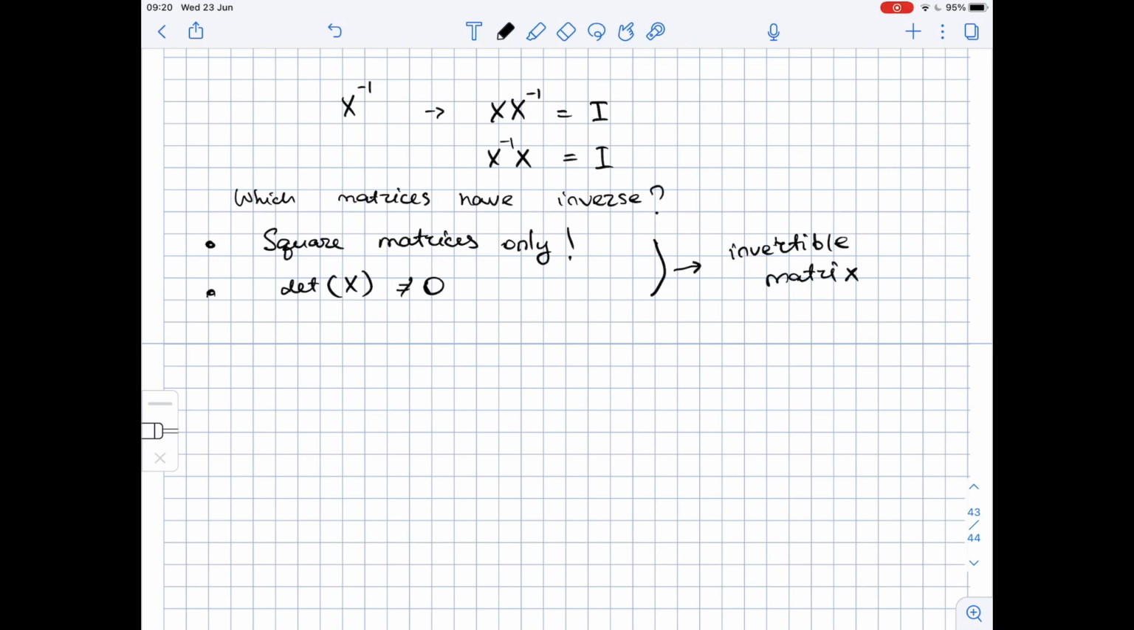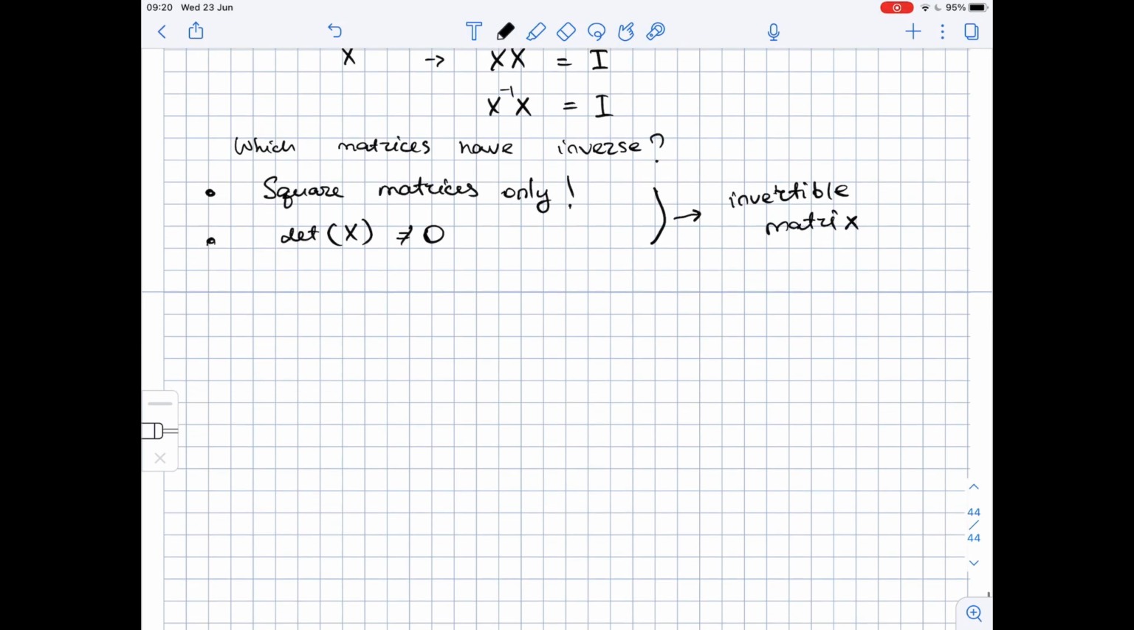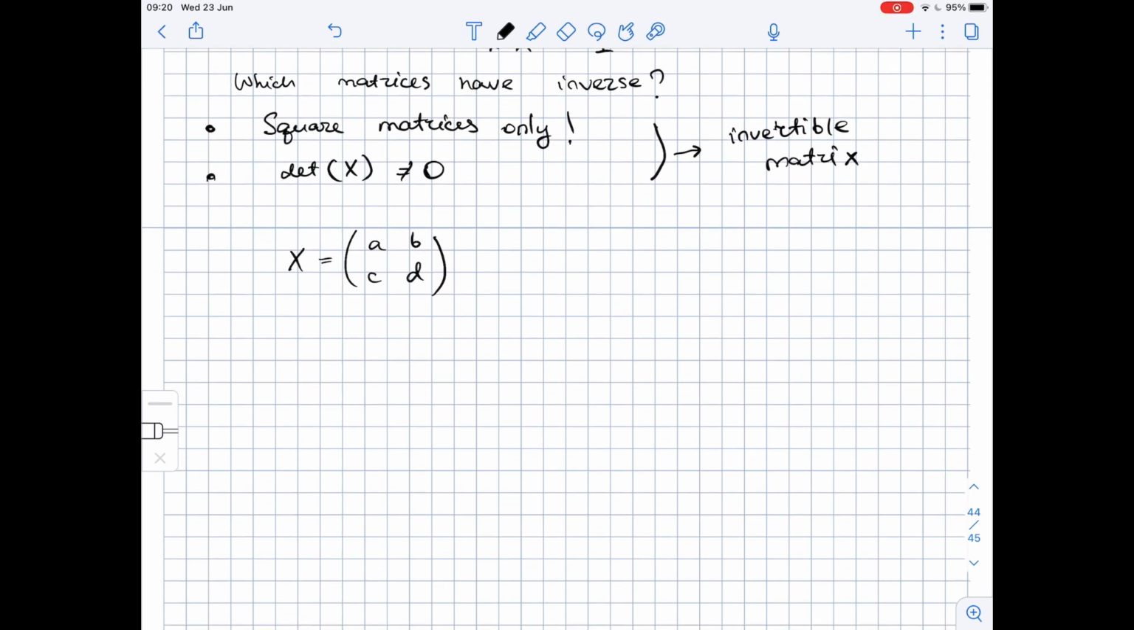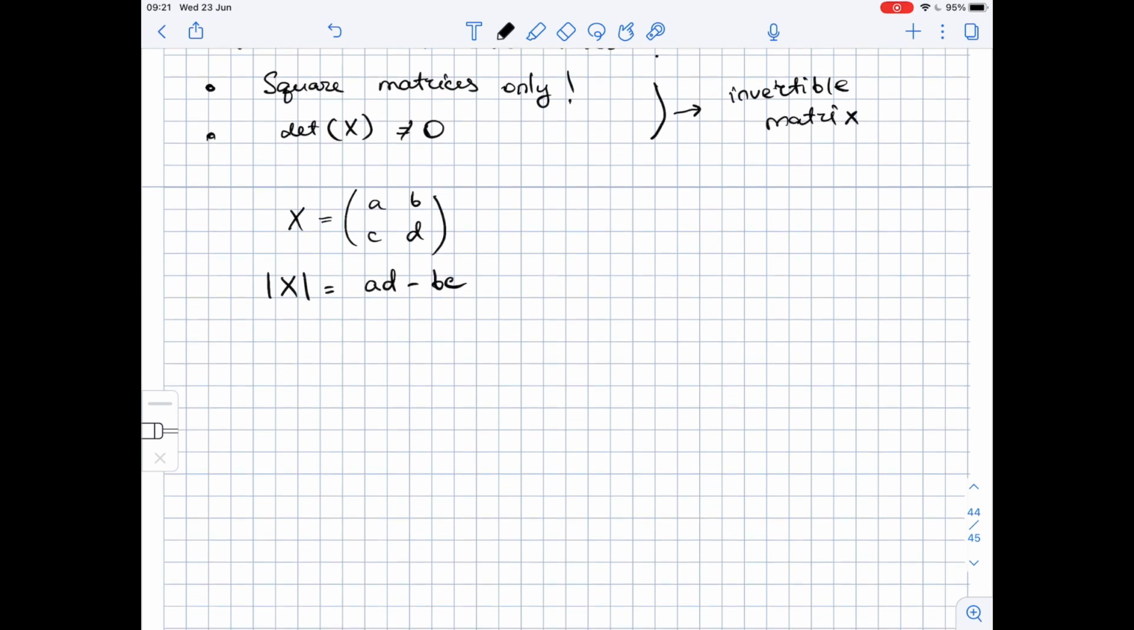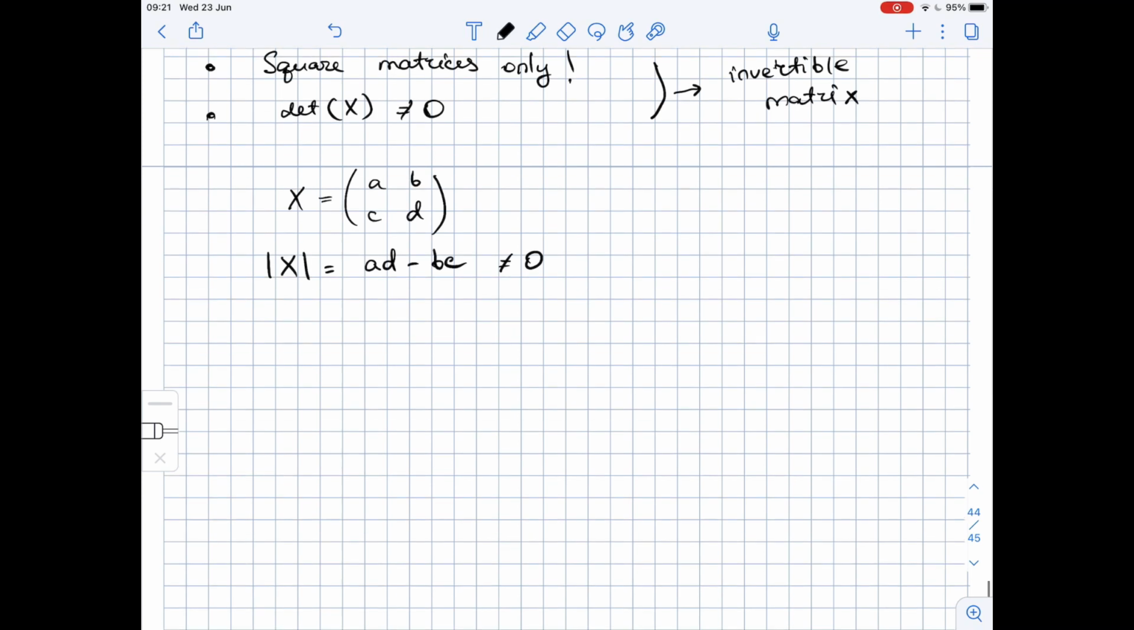Let's look at an example of how to find the inverse of a matrix. For instance, let X be a 2x2 matrix with entries A, B, C, D, and we need to find its inverse. Then the determinant of X equals AD minus BC. Let the determinant of X not be equal to 0.